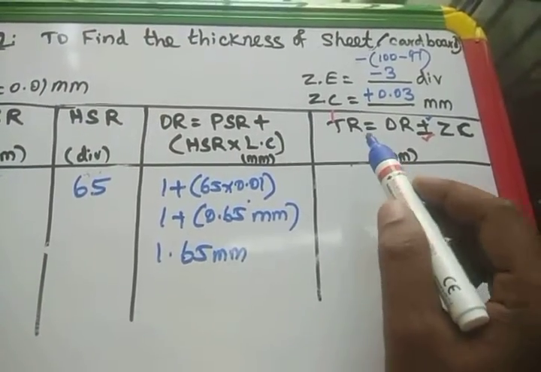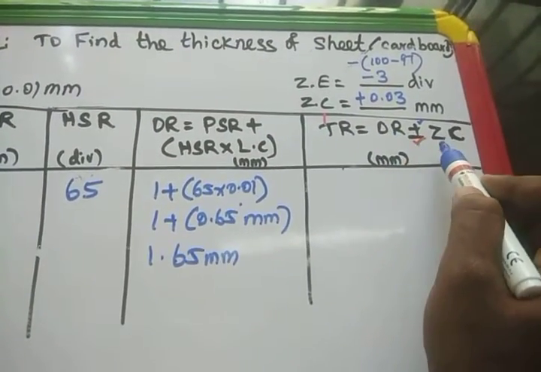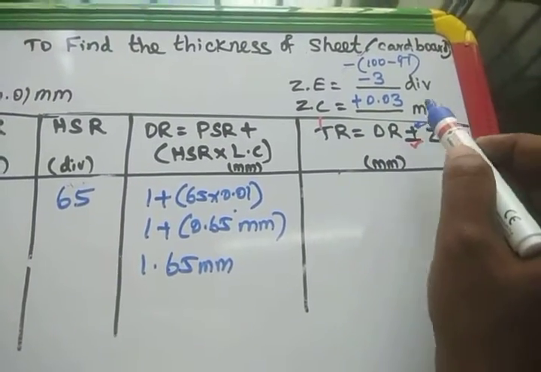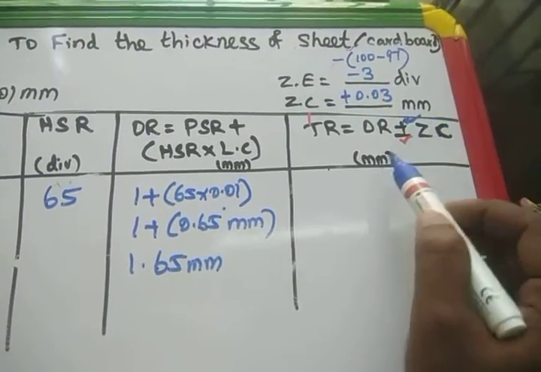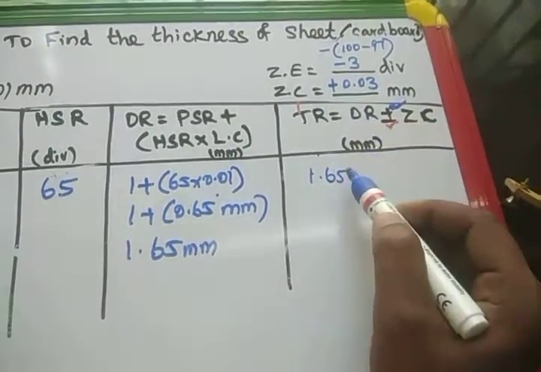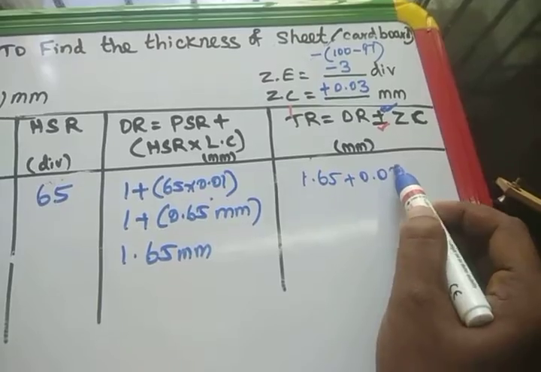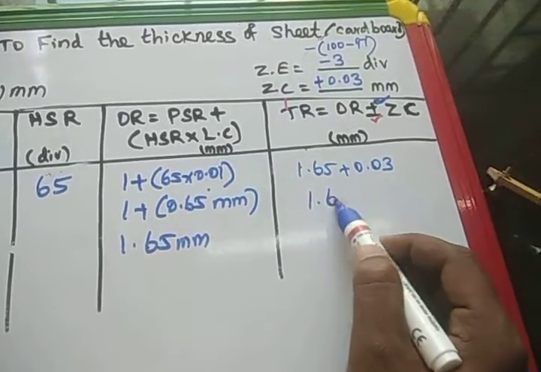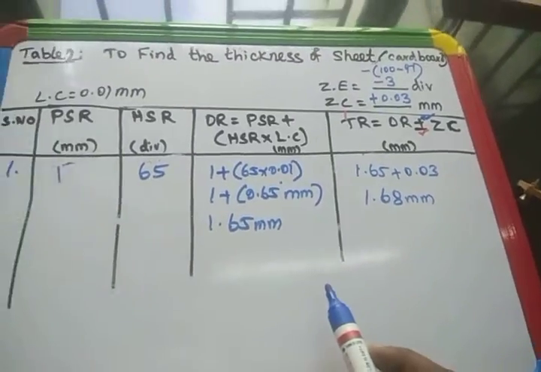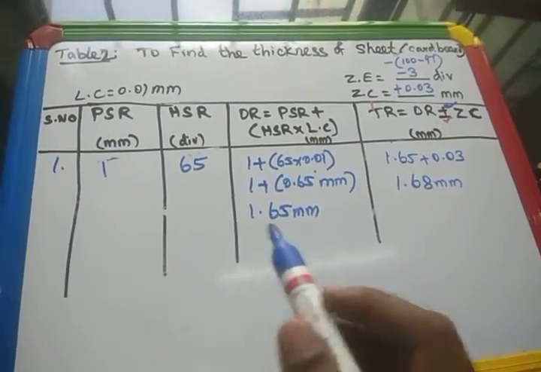What is the total reading? Total reading is the observed reading plus or minus the correction. Here the error is negative, which means the correction is positive. So 1.65 plus 0.03 mm. So 1.68 mm is the correct value. Millimeter is the correct value of this cardboard.